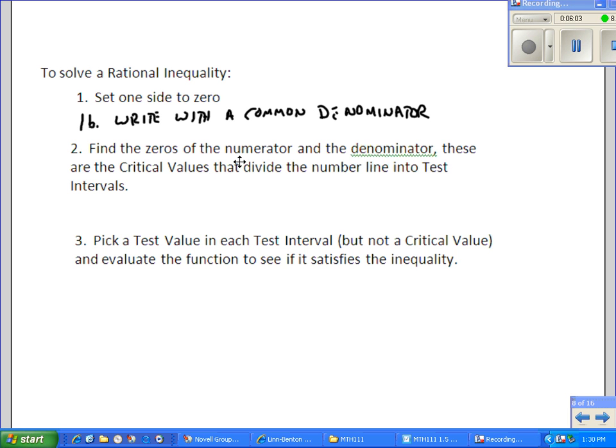Where the numerator is equal to 0 is where it's going to change from positive to negative. And where the denominator is 0, it's where the function is going to be undefined. So both of those together are going to form our critical values. And then again, we'll pick a test value in each test interval and evaluate to see if it satisfies the inequality.